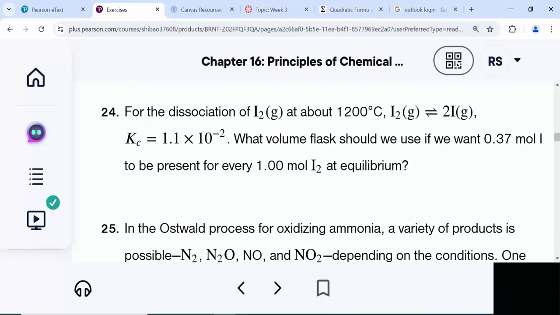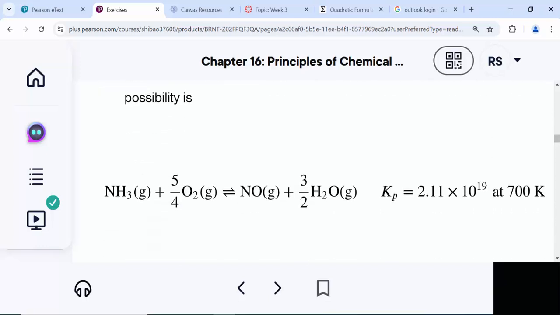Like, look at this one. This one's 10 to the minus 2. This is going to favor the reactants. So we could do an ICE calculation. Look at this one. This one is 10 to the positive 19. So people want to save space.